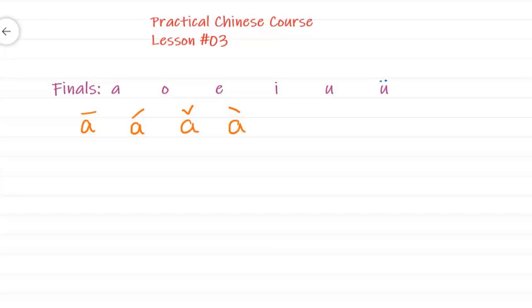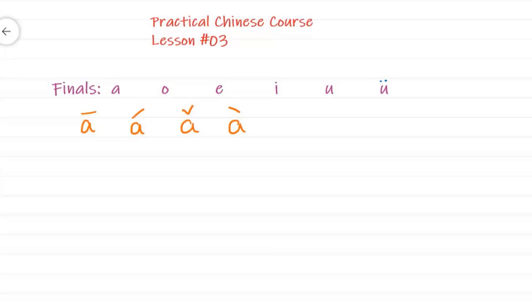Before going to start this lecture, we have to recall the previous lecture. So in the previous video, we discussed these finals and the 4 basic tones in Chinese. So let's recall the sounds for these finals. First one is A, the second one is O, the third one is E, the fourth one is I, and the fifth one is U, and the sixth and last final is Ü.